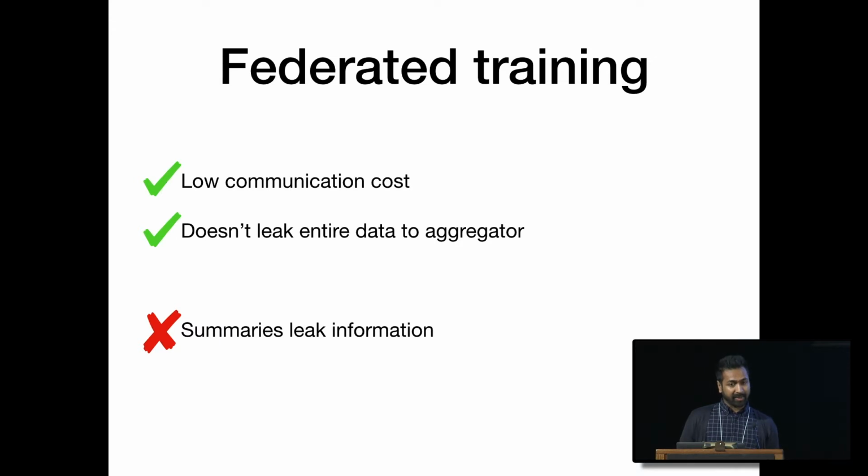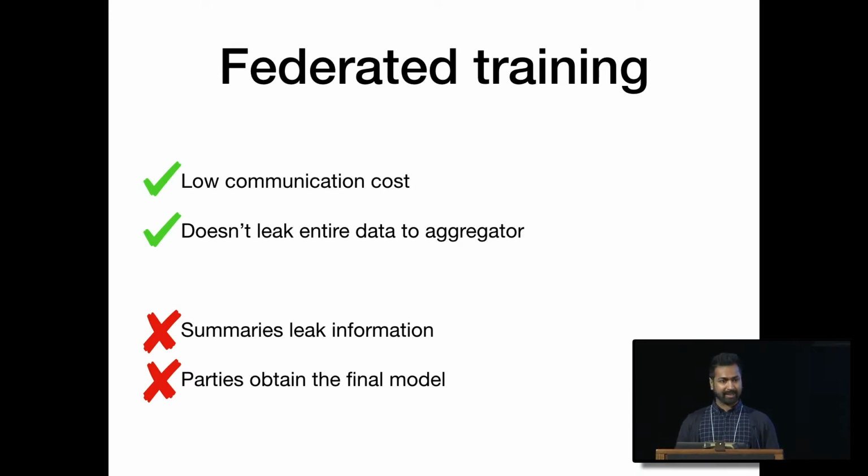On the flip side, however, we are still leaking some information, because the summaries are still leaking some information about the underlying data, even though they don't directly leak the entire data. At the same time, since the parties obtain the intermediate split values, in effect, they're obtaining the entire model that will be trained by the centralized aggregator.